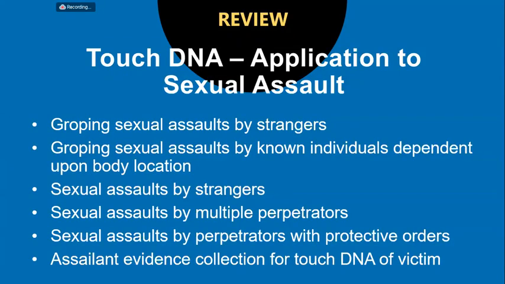If somebody is sexually assaulted by an acquaintance, a boyfriend, it might be very likely that we are expecting to see some of their DNA on the person, but that also is dependent upon where on the victim. So groping sexual assault cases, and the case study that we will be discussing is focused on a groping sexual assault or sexual assault by a stranger. Then we have groping sexual assaults by known individuals dependent upon the body location.